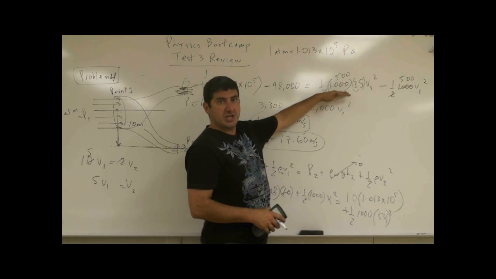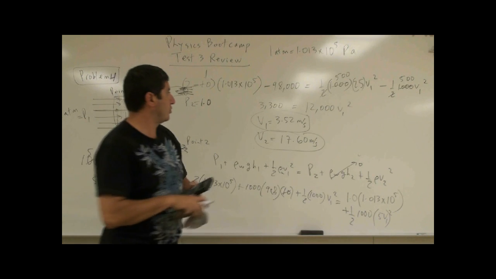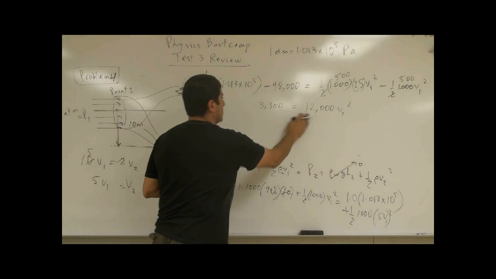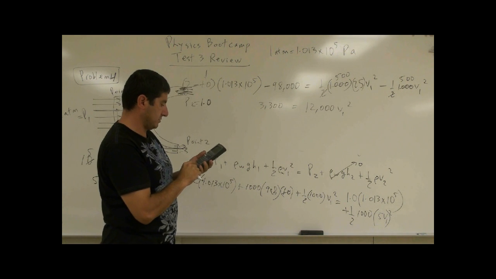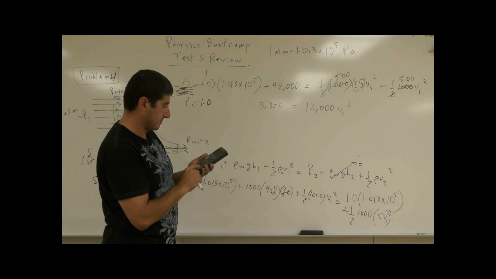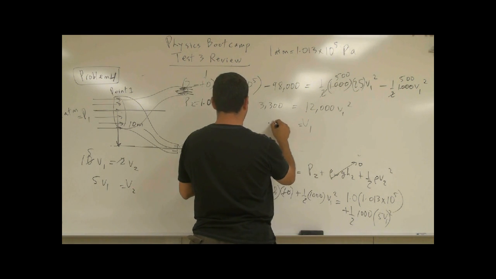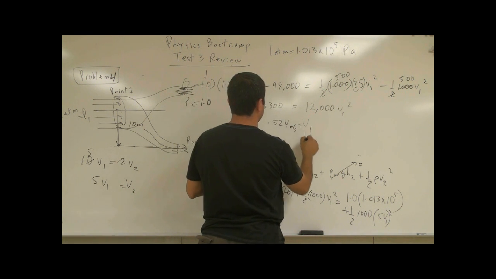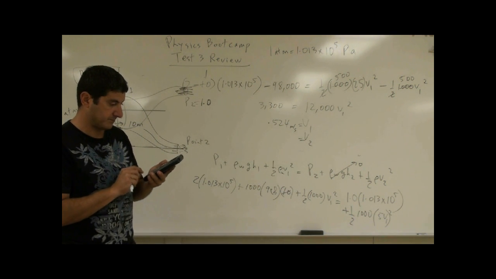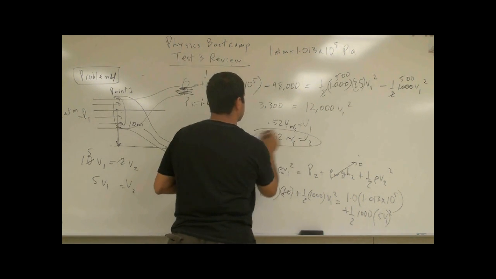Over here, nothing's going to change because we still have 25. The ratio of the areas is the same. So we're going to get here V1 is equal to what? Well, 3,300 divided by 12,000 square rooted. V1 is equal to 0.524 meters per second. V2 is equal to what? It's going to be 5 times that. 2.62 meters per second. Okay?